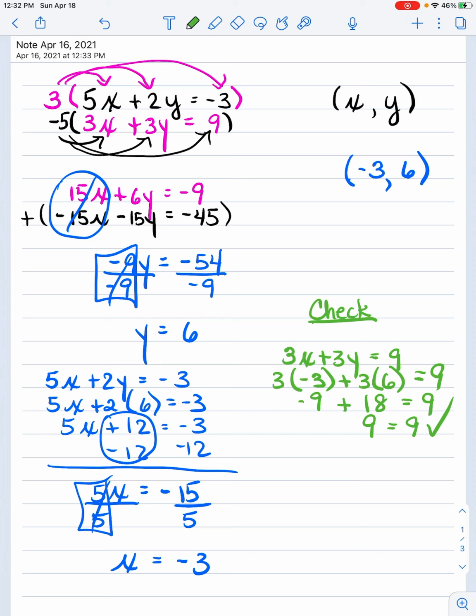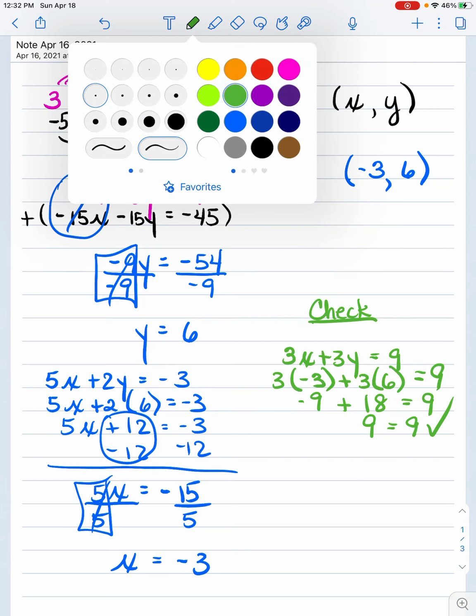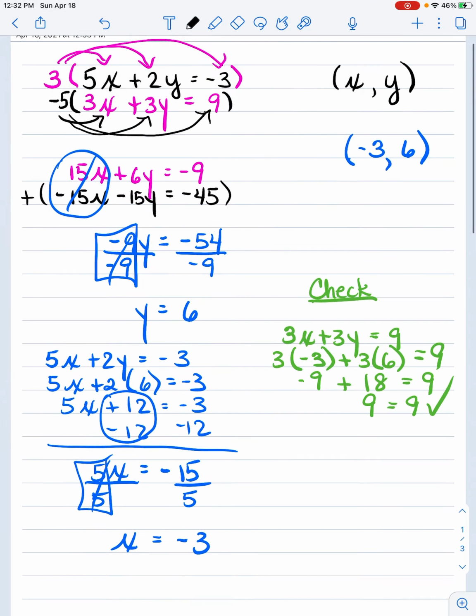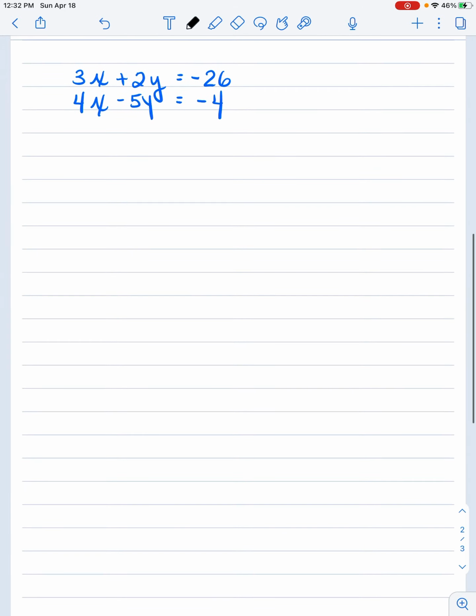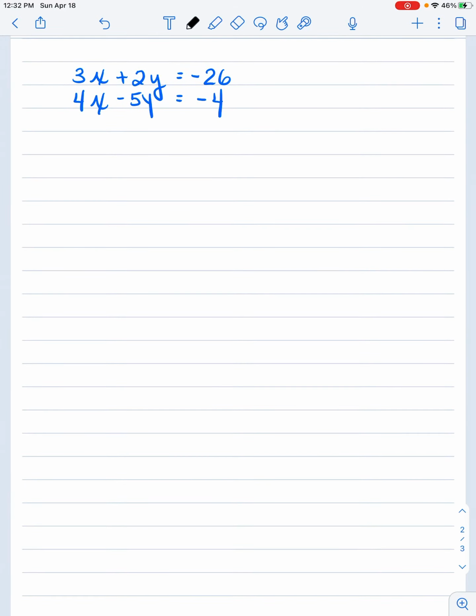Okay, so that's us canceling out the x. Now, the truth of the matter is that you can cancel out either one. So let's take a look at another example. And in this case, let's cancel out the y.